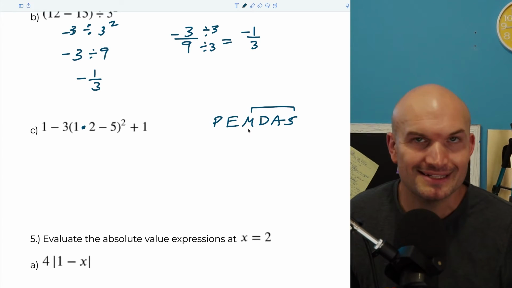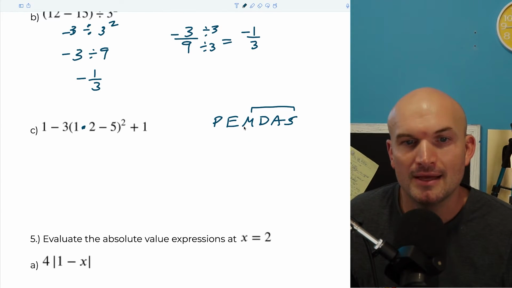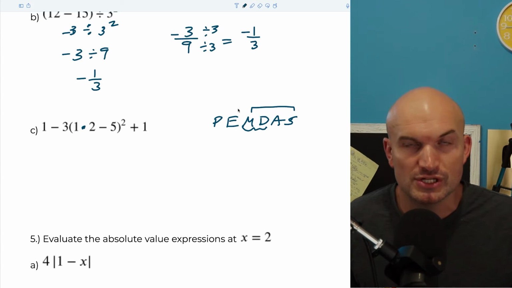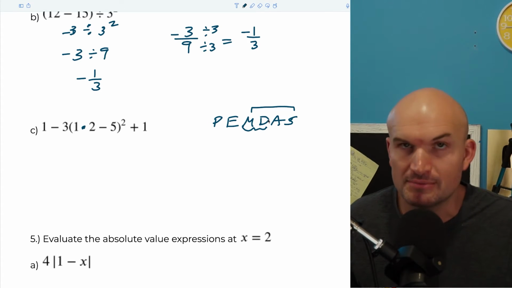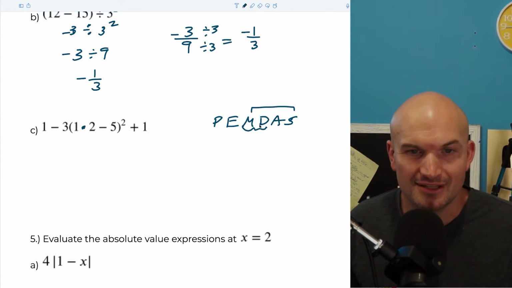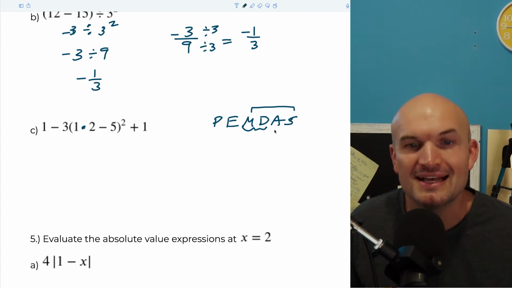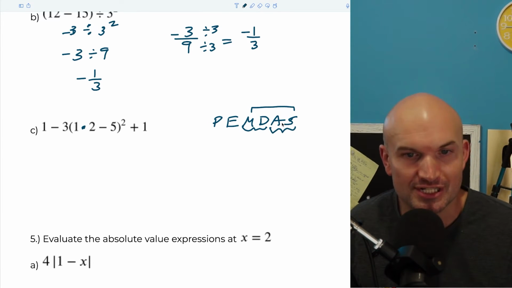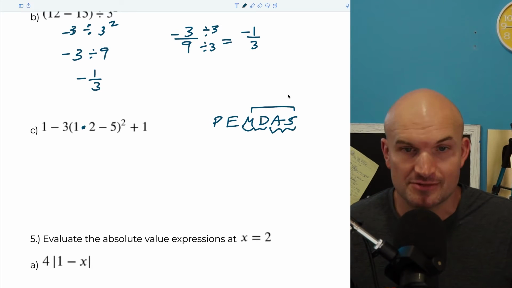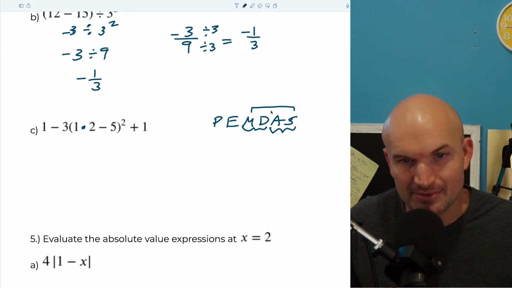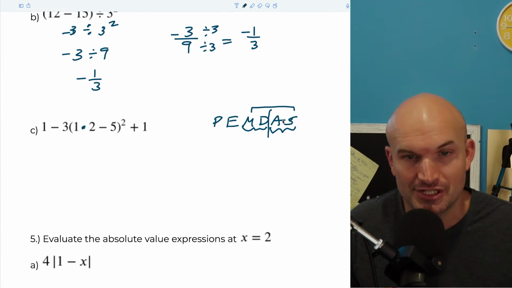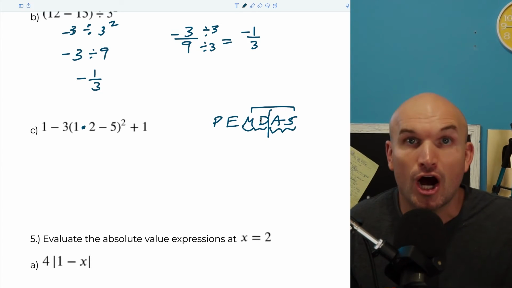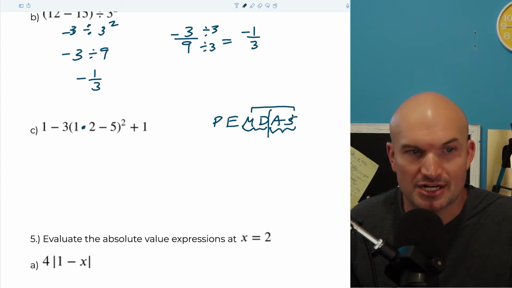Now, before I go over this, just a quick review. Just remember, for multiplication and division, those are interchangeable. It's not that multiplication comes before division; it was just easier to say it as PEMDAS. Same thing with addition and subtraction. Addition is not before subtraction. Those are interchangeable. However, there is a divide between multiplication and division and addition and subtraction. Okay, so multiplication and division always come before addition and subtraction.